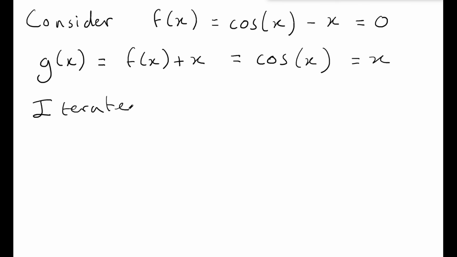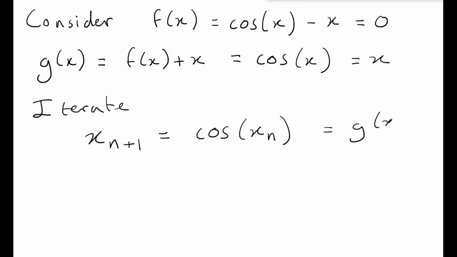We have x_{n+1} equals cos x_n, which is also equal to g of x_n. So all we're doing now is just repeatedly pressing the cosine button on our computer. And given the time, next time I'll go through a MATLAB example of this. Very simple MATLAB, so we can find the solution.